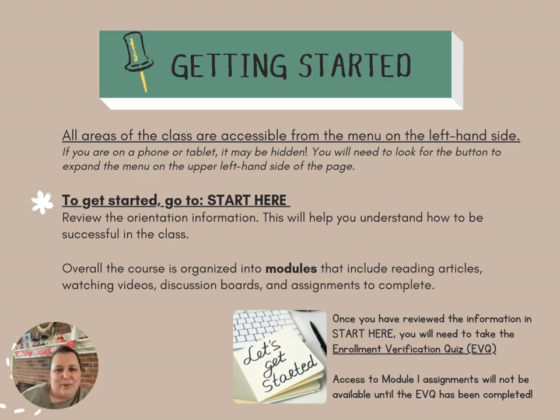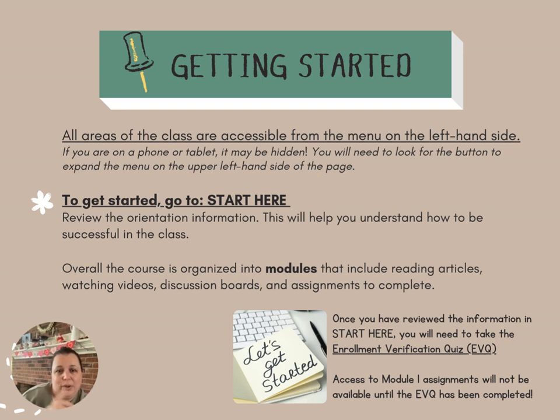All right, so we're ready to get started. Just so you're aware, in case you're not familiar with Blackboard, everything is accessible from a menu on the left-hand side of the screen. So if you are on a smaller device like a phone or a tablet, it could get hidden, and you'll want to look on the top left side to find the little button that will expand the menu for you. And from that menu, you'll go to Start Here, and that is all the orientation information. And then after that, everything will be in the modules section.